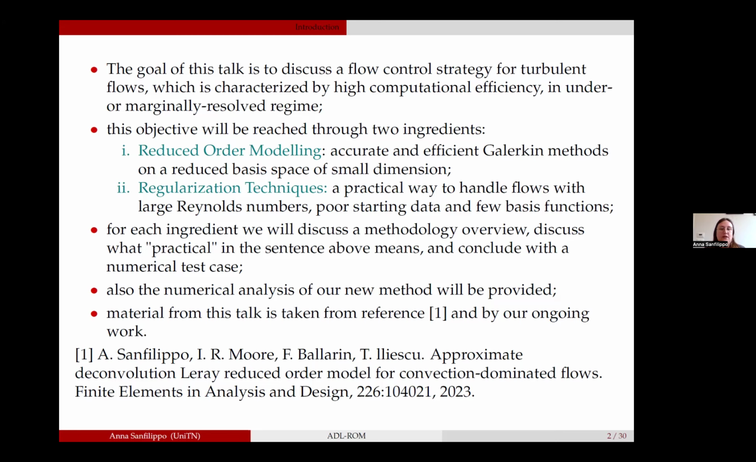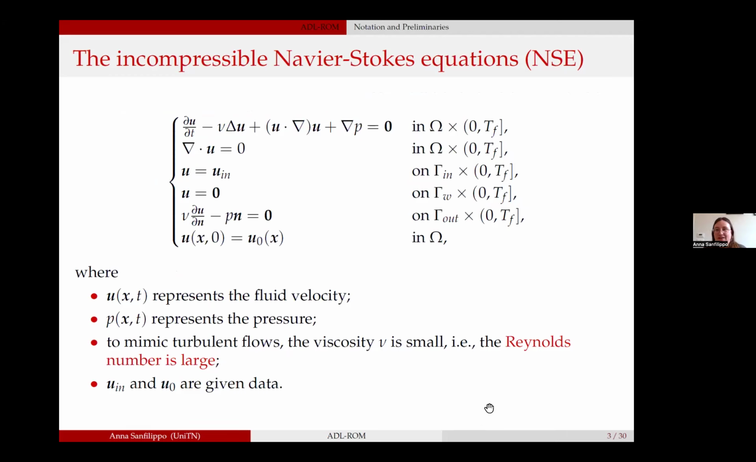All this part can be found in this article I published with Ian, Francesco, and Traian last year. That is a more computational paper in which we show and analyze ADL-ROM. Instead, now we are working on the numerical analysis of this model, and I will give you some hints on the theoretical part, but we don't have a paper yet for this, but we hope to submit it in the next few weeks.